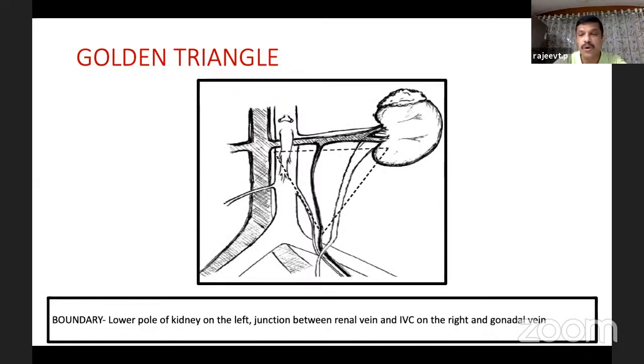Now, one should remember this picture. This is known as the golden triangle. So once you do a donor nephrectomy, or even in the cadaver, when one is going for kidney procurement, this triangle is very important. This is known as the golden triangle.